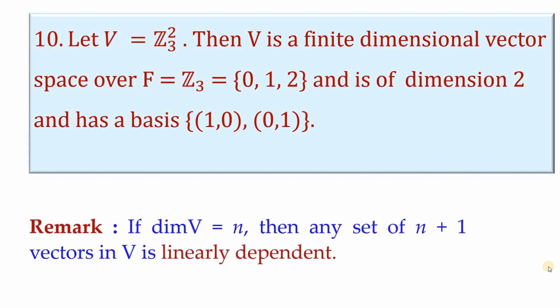So if dimension of V is n, then any set of n plus 1 vectors in V is linearly dependent. So if you are having, say, in R3, you are given 4 vectors, and if you are asked to check whether it forms a basis, we can make use of this remark and conclude that those 4 vectors in R3 must be linearly dependent. So this result will be proved in the next video.